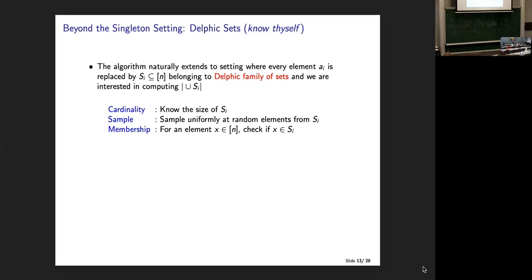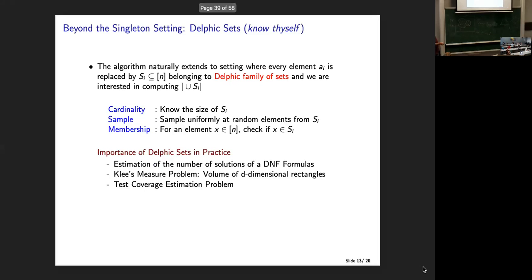Yeah. And in fact, I can give you examples. So here are 3 examples, but these Delphic sets are useful. The first one is something that you guys possibly have seen. It's like, you know, DNF, it's an OR of ANDs. The big question is how do you estimate the number of solutions accepted by a DNF?